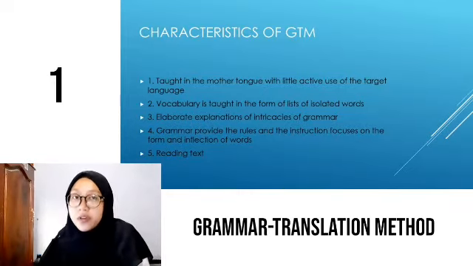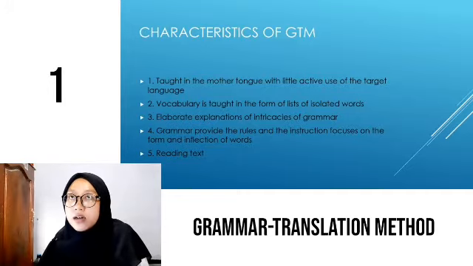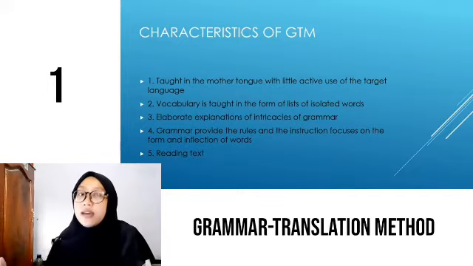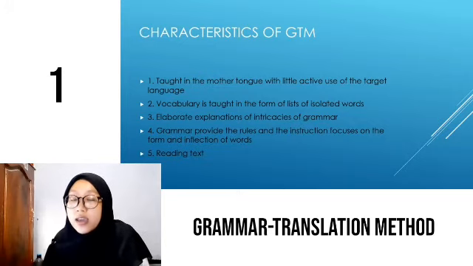Second, much vocabulary is taught in the form of lists of isolated words. For example, the teacher gives some words and asks the student to translate them into Indonesian. Or the teacher writes some Indonesian words and asks the students to translate them into English.